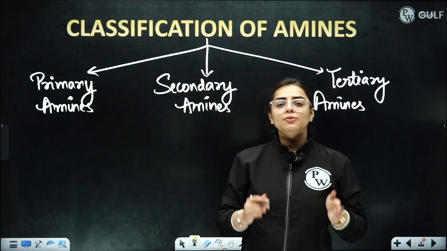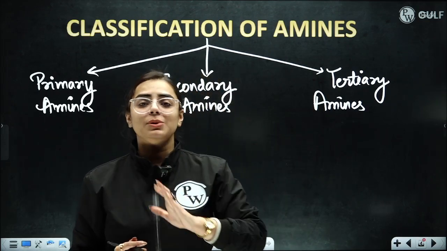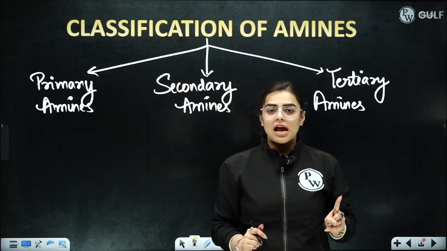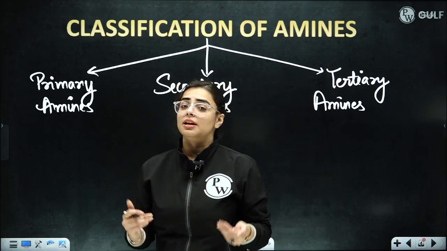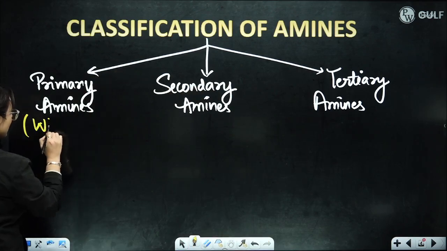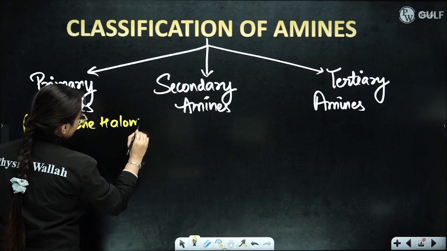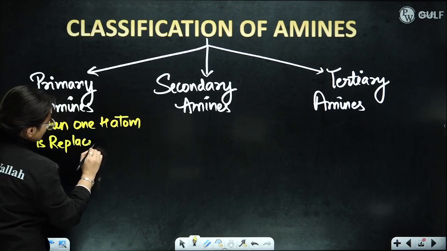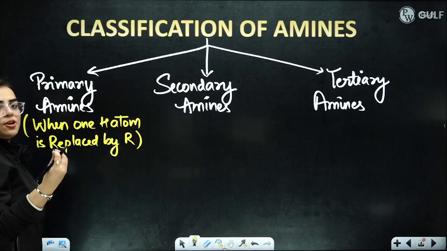Primary amines are created when you remove only one hydrogen atom and then add only one carbon atom or the carbon group over there. That means removal of one hydrogen atom and its being replaced by the R group is creating what? It is creating a primary amine. Yes, so in primary amines, we can say that when one hydrogen atom is replaced by an R group, that creates a primary amine.